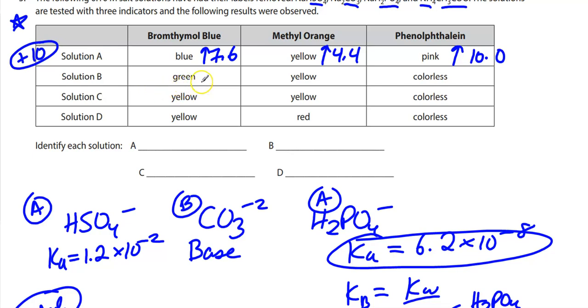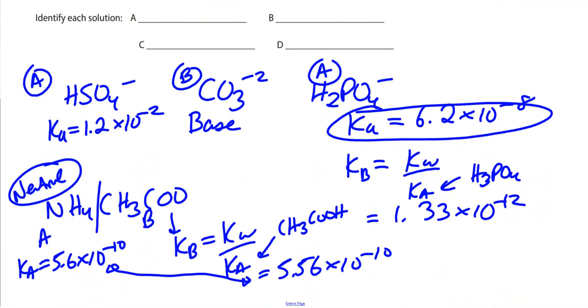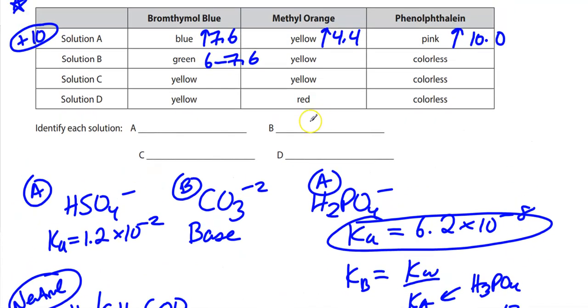Solution B is green for bromothymol blue. So actually that's going to be approximately 7 because it's in between 6 and 7.6. So I'm going to say right here, solution B is going to be our neutral solution, right? Which is going to be our NH4CH3COO. And we'll continue this in the next part.